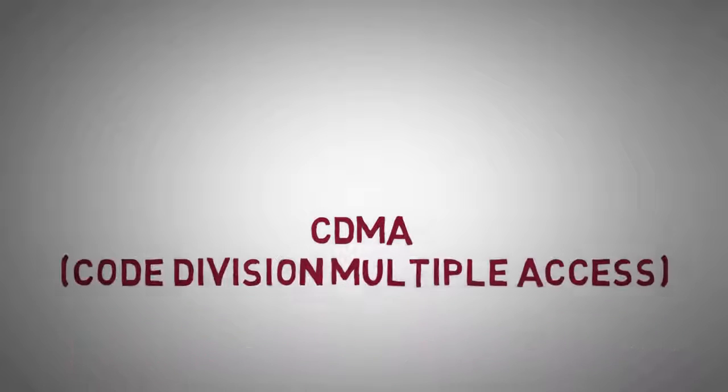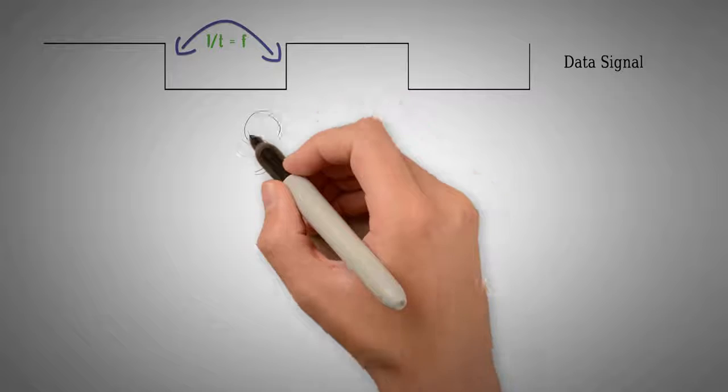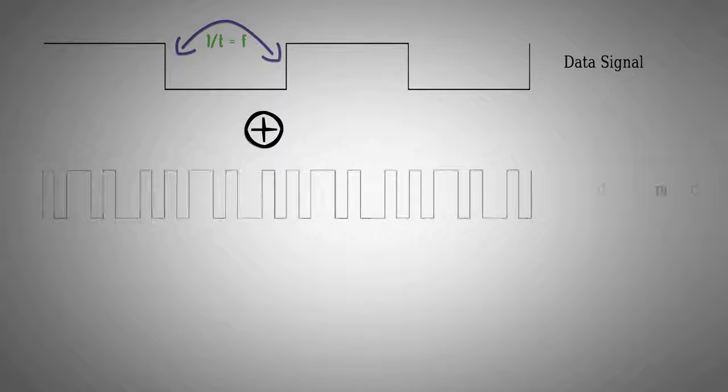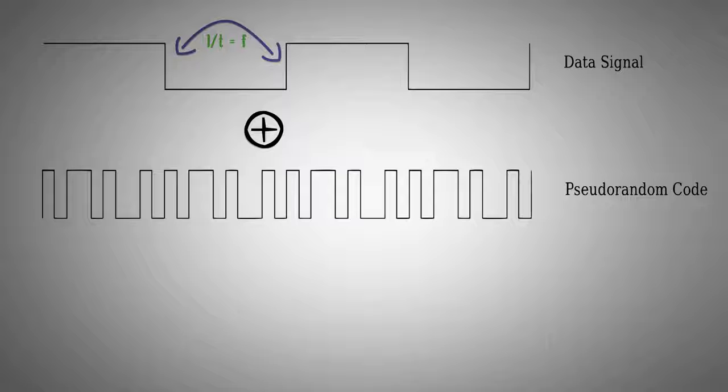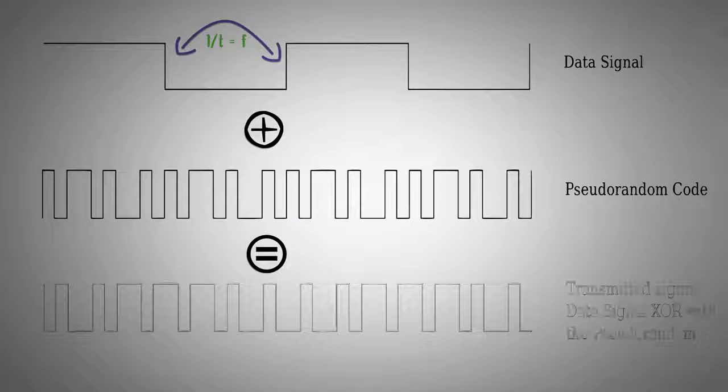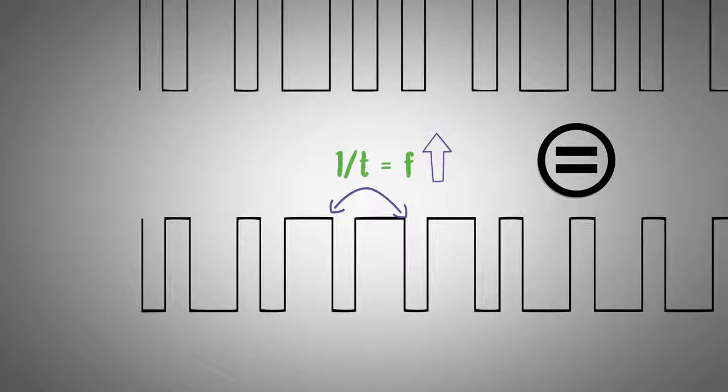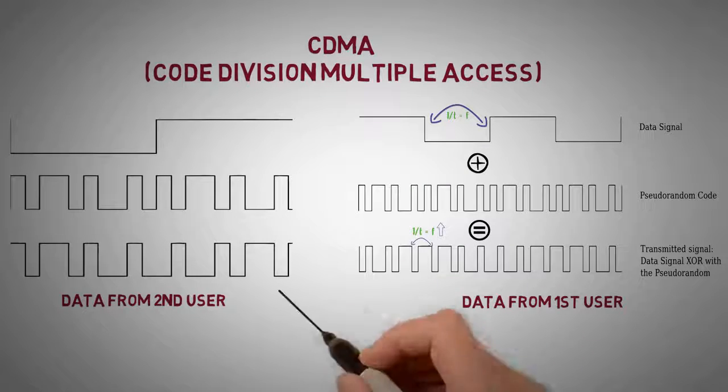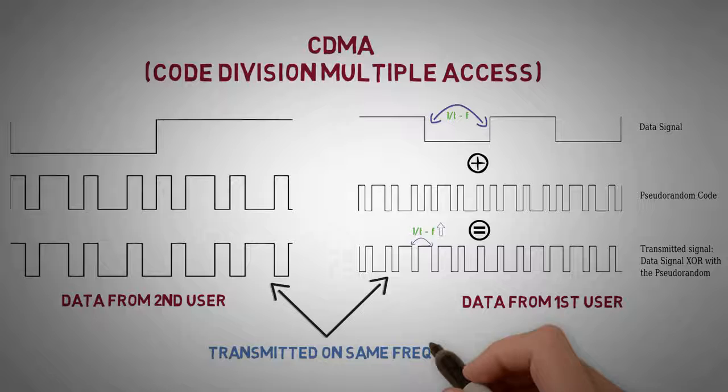CDMA, based on code division multiplexing, is a technique in which the data bits are modulated by a high-frequency orthogonal sequence of bits such as Walsh codes or pseudo-random codes such as Gold codes to spread the signals over a large frequency band. Multiple such signals from different users are then transmitted over the same frequency band.